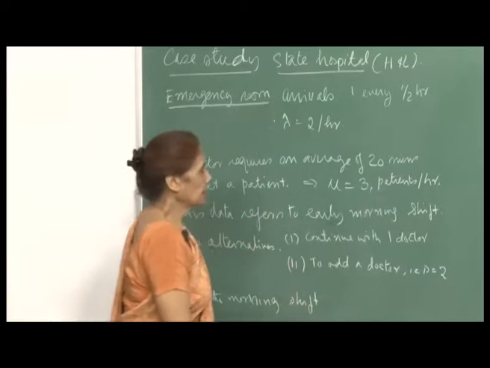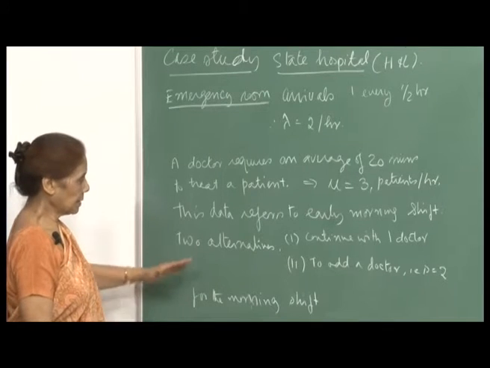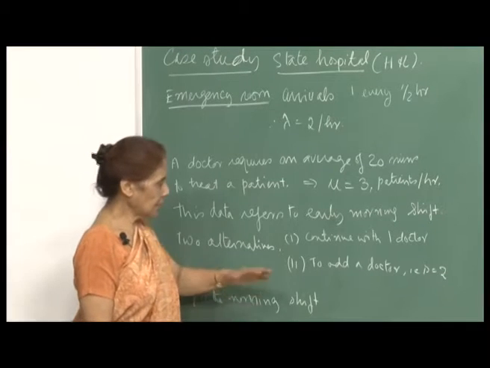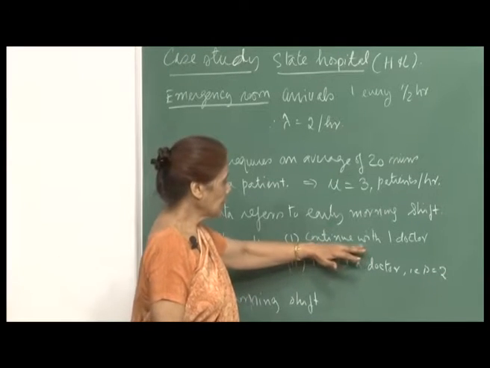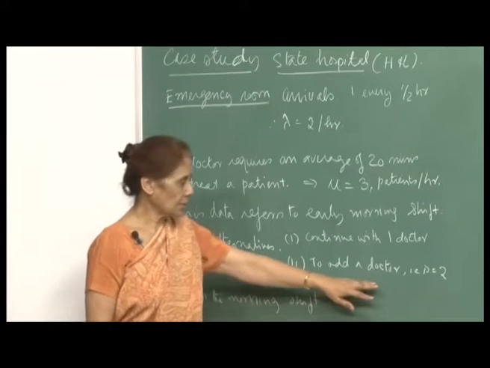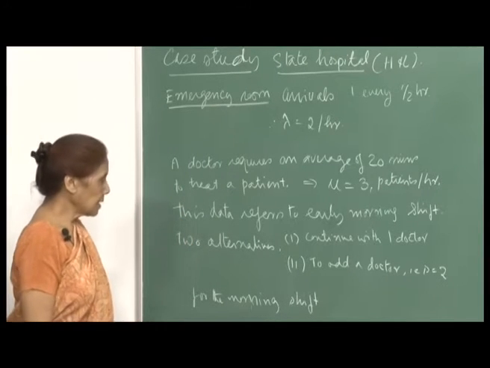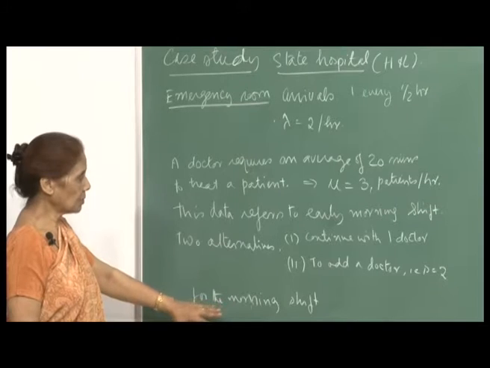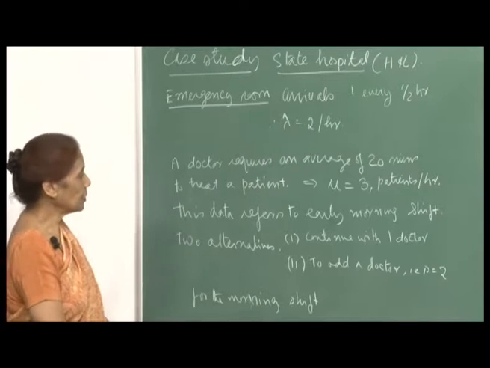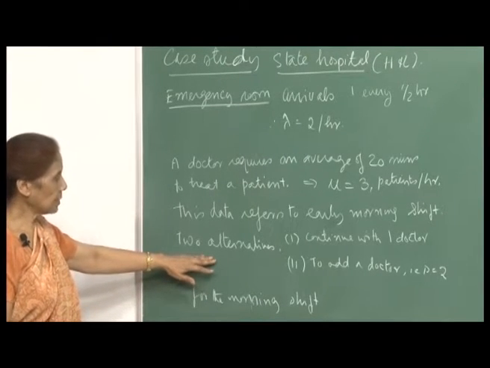If it is negative exponential, then the inter-arrival times and the service times follow a negative exponential distribution. Now, there are 2 alternatives which the hospital management has to consider. They have one doctor to manage the emergency room. Either they continue with the one doctor, or they add another doctor, so the number of servers goes up to 2. These are the 2 alternatives just for the morning shift. It is not for the whole day, because for the rest of the day your lambda may change and even your mu may change.